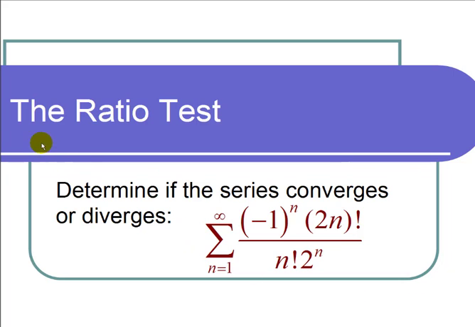This is a video on the ratio test. The question states, determine if the series converges or diverges. We have the sum from n equals 1 to infinity of negative 1 to the n times 2n factorial divided by n factorial times 2 to the n. When I have factorials and powers, the ratio test is a test to use.